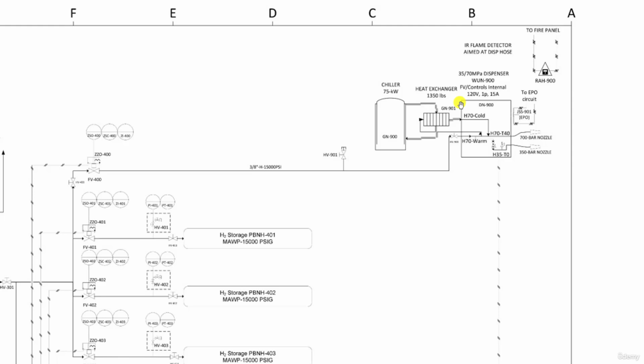Here the flow of hydrogen is split. The first part of the flow feeds a high-pressure nozzle. The second part is routed to a heat exchanger to cool down the hydrogen. We know this because the other medium involved in the heat exchanger is continuously recirculated through a chiller. The cooled hydrogen then feeds a second nozzle downstream.